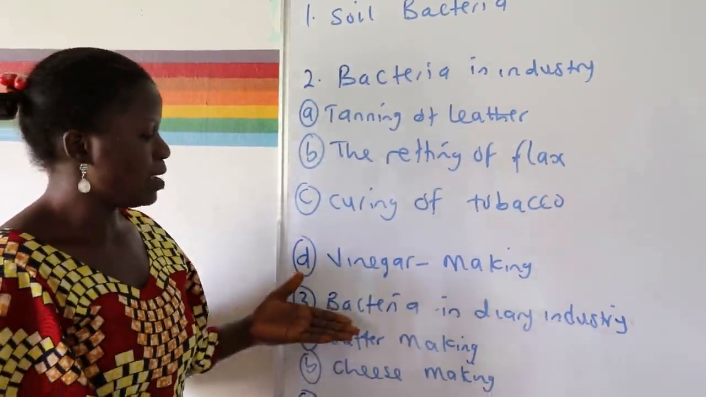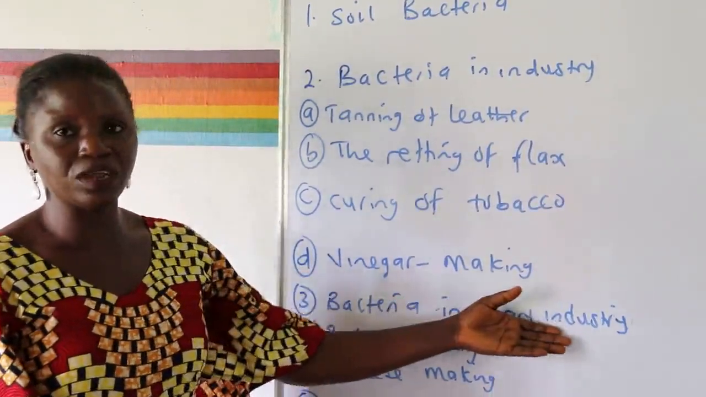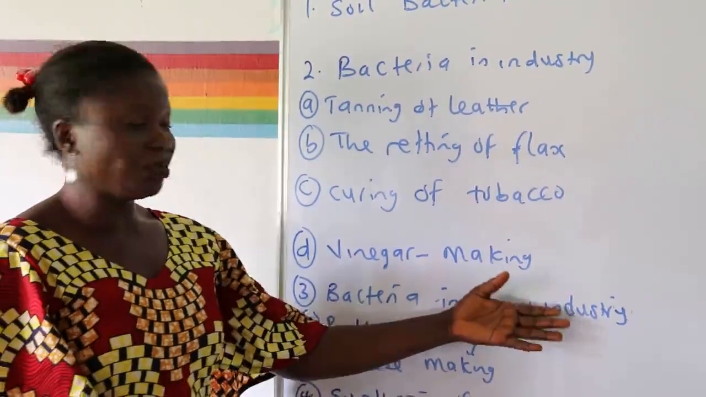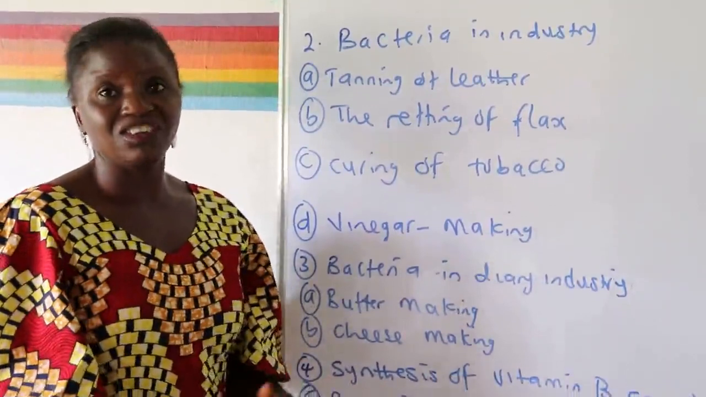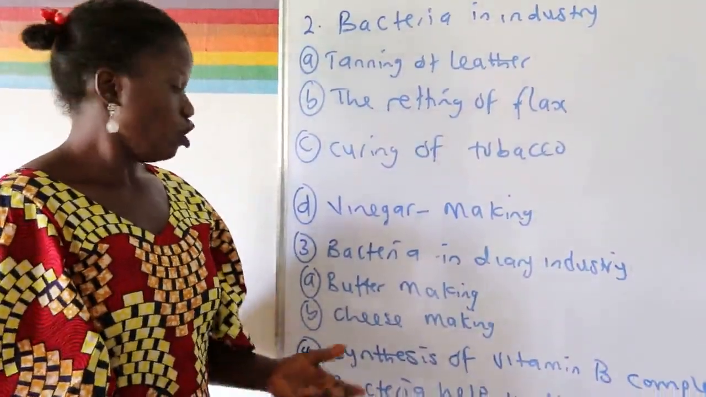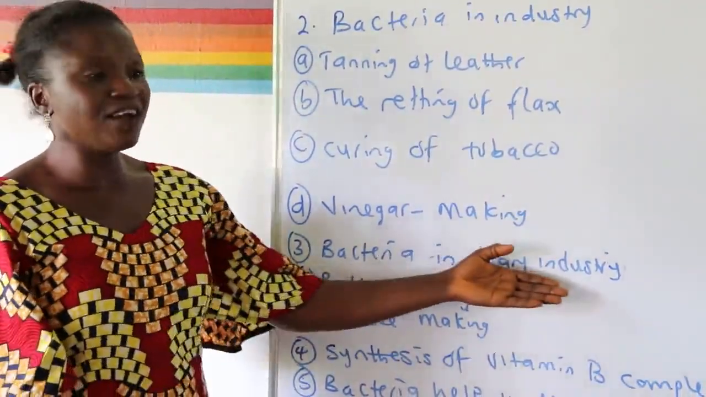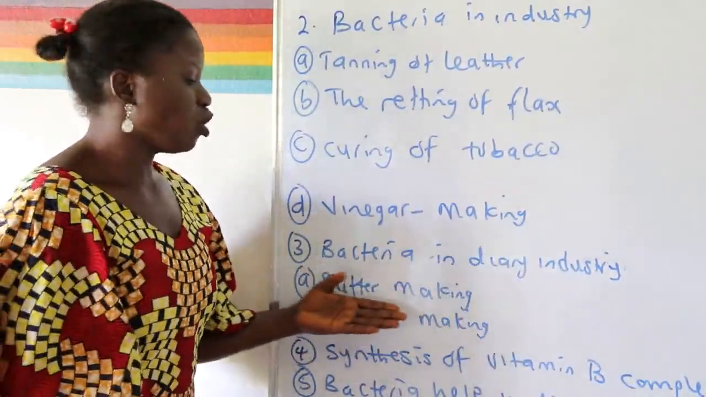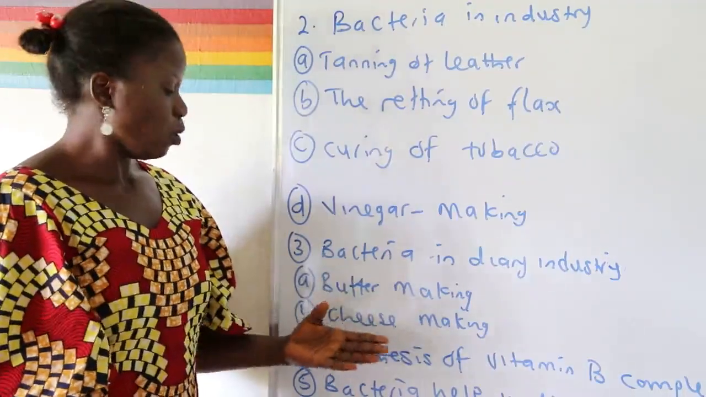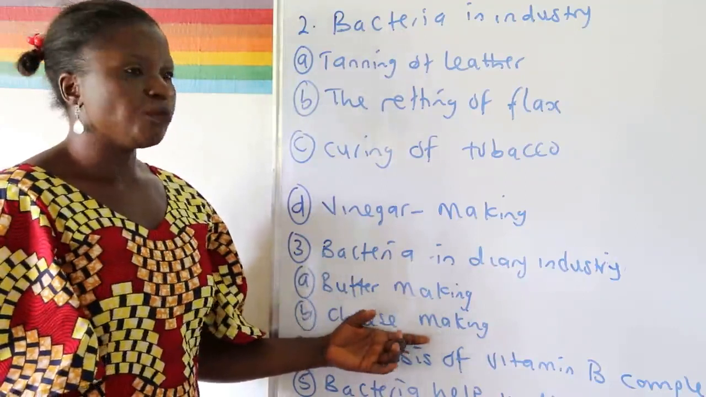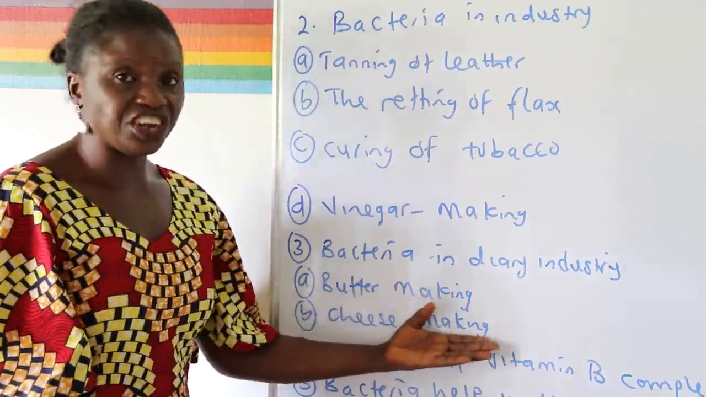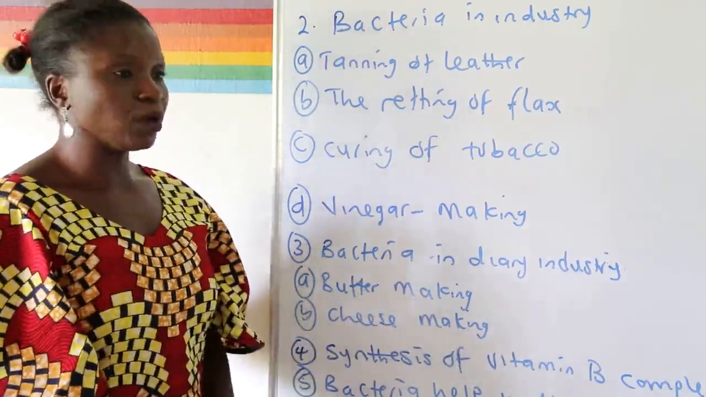Then the next one is bacteria in the dairy industry. Dairy industries are industries that produce things like milk, cheese, eggs, and the rest of them. So we find that bacteria play a very essential role in the production of butter, and also in the decomposition or fermentation of cheese. Bacteria also play an important role there.